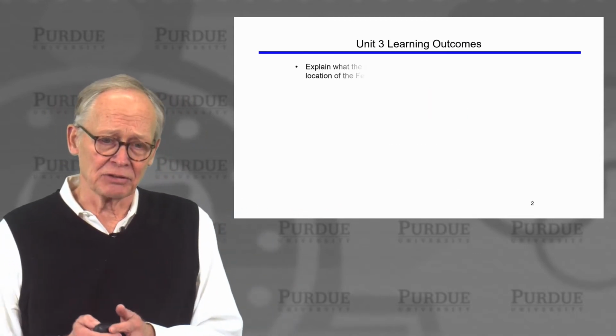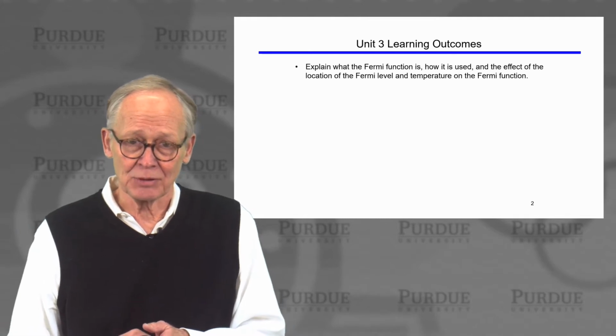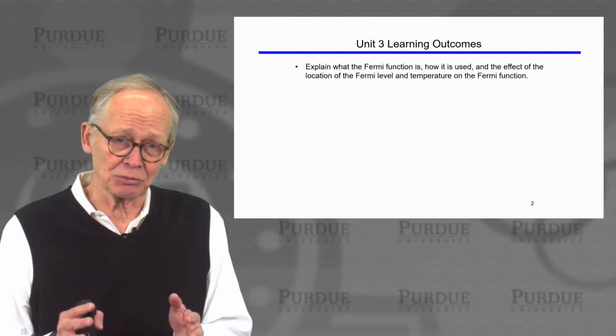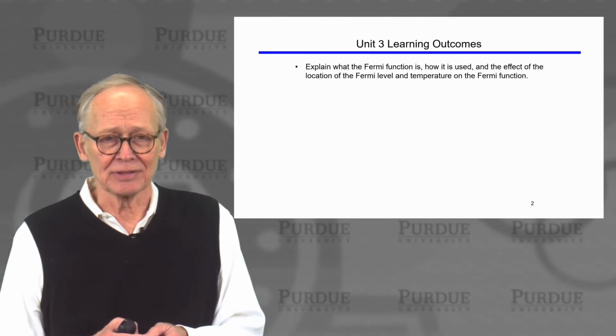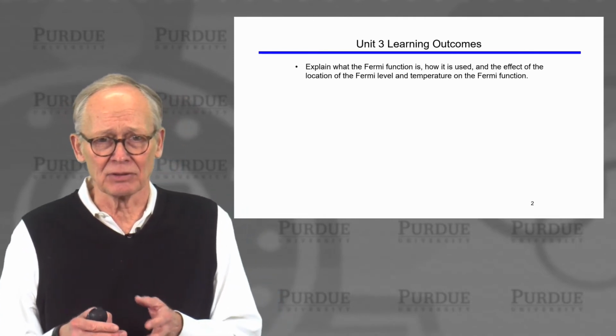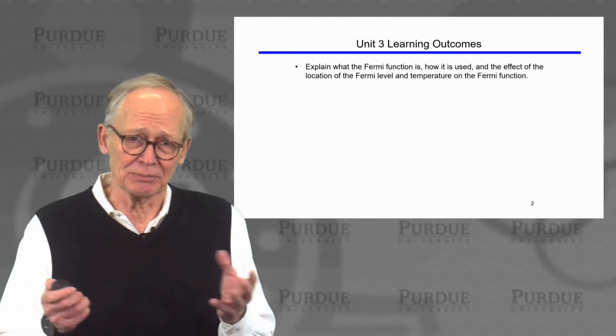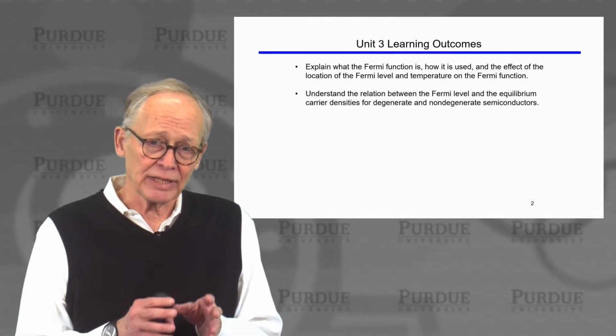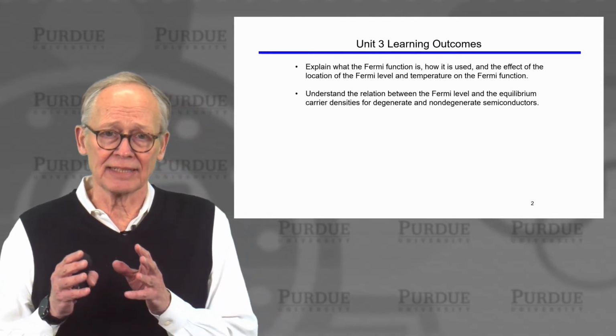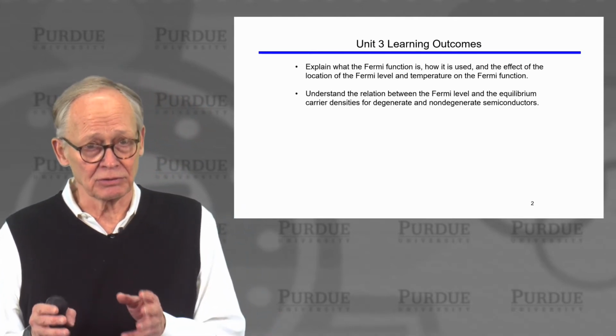So let's just summarize the learning objectives in this unit. We began with the Fermi function. We did not derive it, but you should understand what it is, how it is used, and what the effect of moving the Fermi level or increasing the temperature is on it, what it means. You should also understand how the location of the Fermi level controls the concentration of electrons and holes.